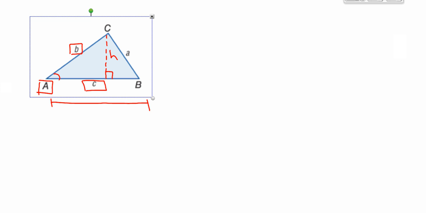So we're just going to remind ourselves that if I look at this little right triangle here, I've got angle A. This is the opposite side. This is the hypotenuse of this little right triangle that I just drew in here. And we know that the sine of A is equal to the opposite over hypotenuse, or h over b. And so b sine A is equal to that height h.